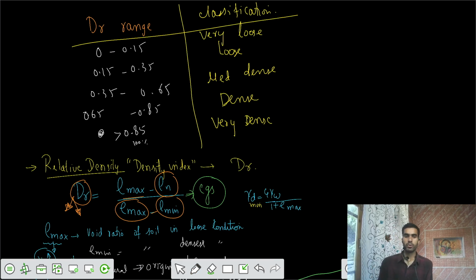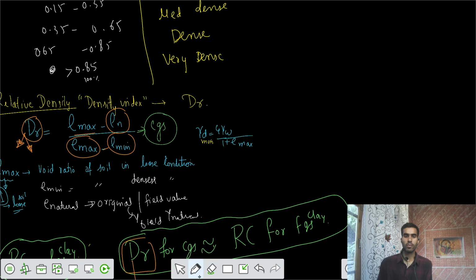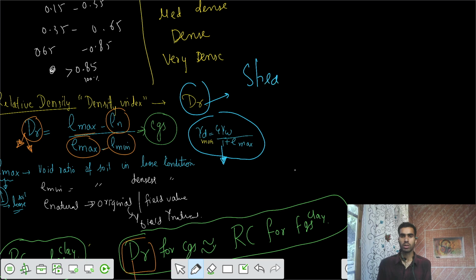And we say that if your value of Dr is more, that means you are having more density. So more solids are filled in a particular volume. So it tells that if your Dr is more, your shear strength is more, and that packing is more. Voids are less. If your value of Dr is more, that means voids are less present in this natural condition.